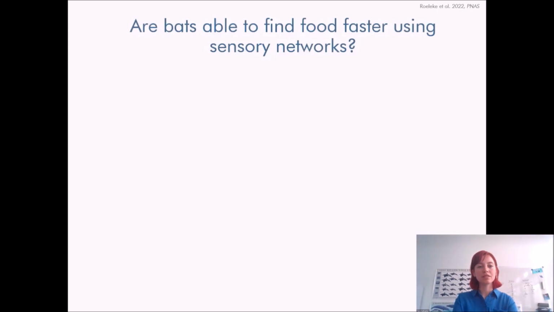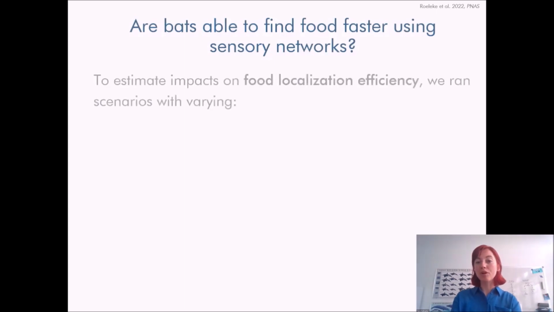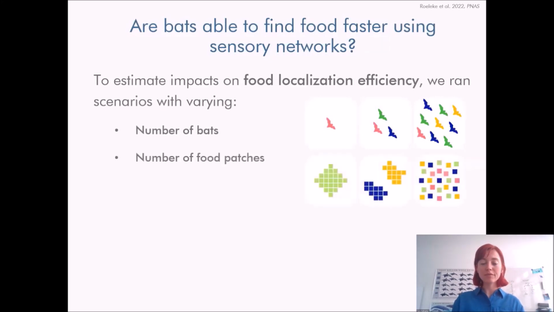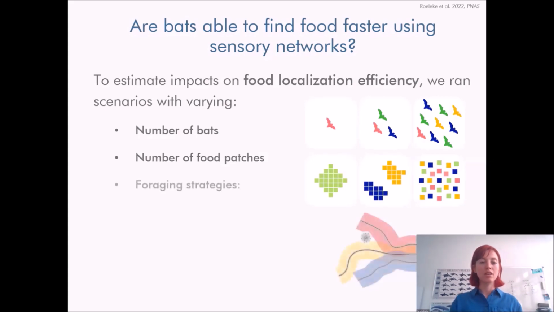And so then we used the model to assess whether bats are actually able to locate food quicker when they're using these sensory networks. The theory suggests that that would be the case, but we wanted to see if bats moving similarly to how they were in the empirical data could actually find food faster. So we ran scenarios where we varied the number of bats in the environment, the number of food patches, and the foraging strategies of bats. The number of food cells was kept the same, but it's just the different distribution of those food patches.